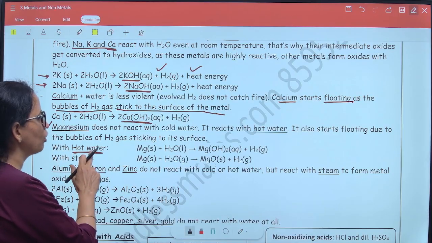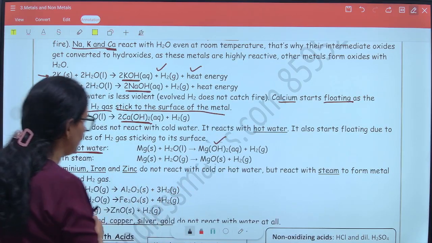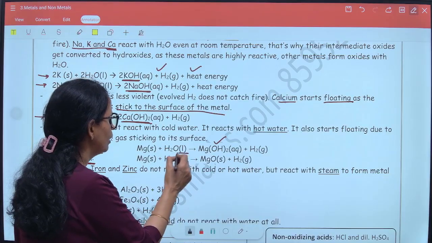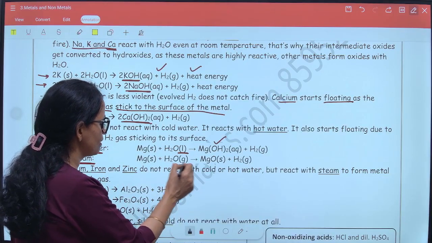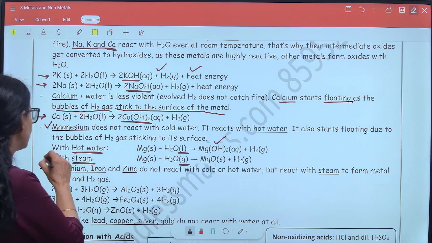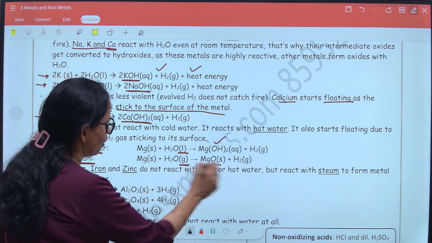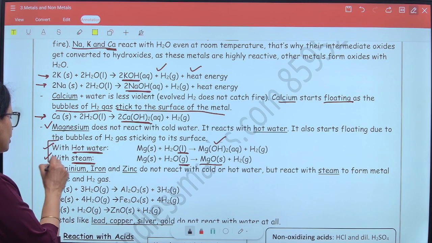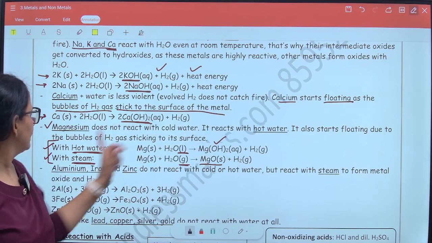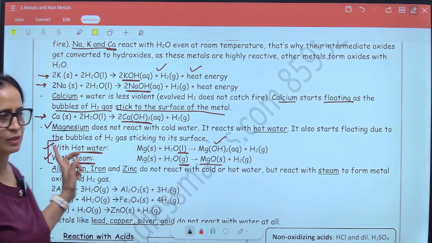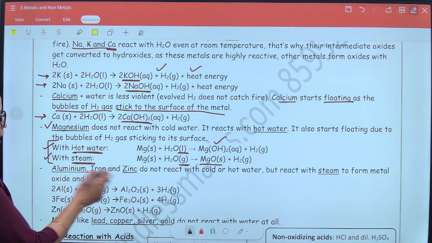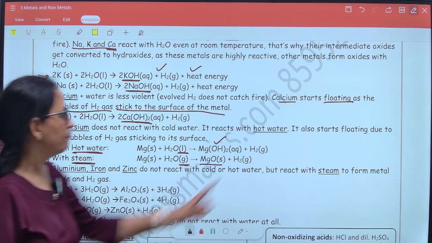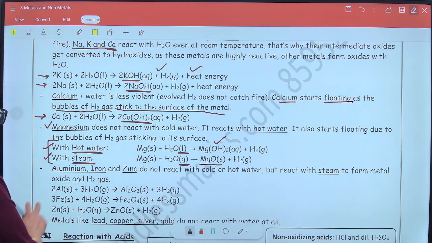Magnesium, when reacted with hot water, forms magnesium hydroxide, whereas when it reacts with steam, you can see the states here. Water is liquid here and water is in the gaseous state here. So when magnesium reacts with steam, it forms magnesium oxide. Both reactions are important because magnesium forms hydroxide with liquid water and magnesium oxide with steam. Next, aluminium, iron and zinc. They do not react with hot or cold water. Now you have to heat it even further, but they react with steam to form metal oxides and hydrogen gas.